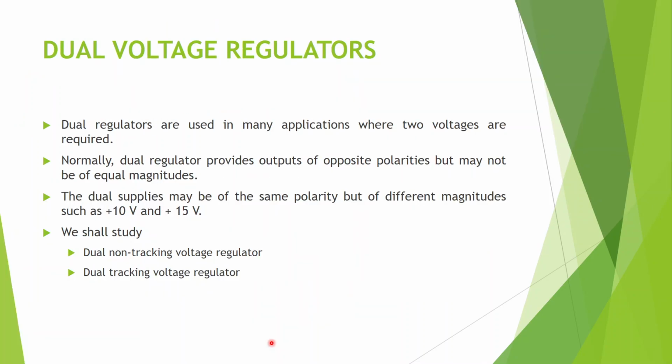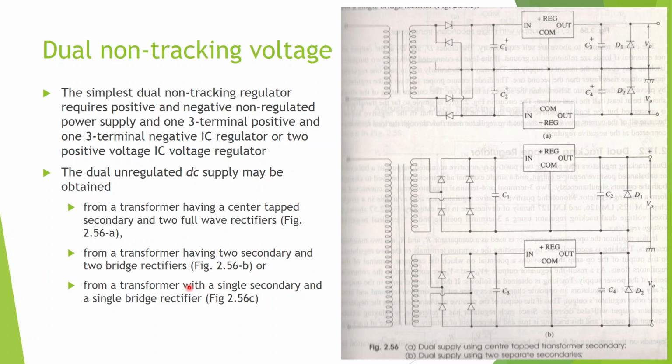Now we come to the topic of dual voltage regulators. Dual voltage regulators are regulators which give two output voltages and are used in many applications. Normally the output voltages are of opposite polarities, but they could be of equal magnitudes also, like plus 10 volts and minus 10 volts, or plus 15 volts. We shall study here the dual non-tracking voltage regulator and the dual tracking voltage regulator. Let us take the case of the dual non-tracking voltage regulator.